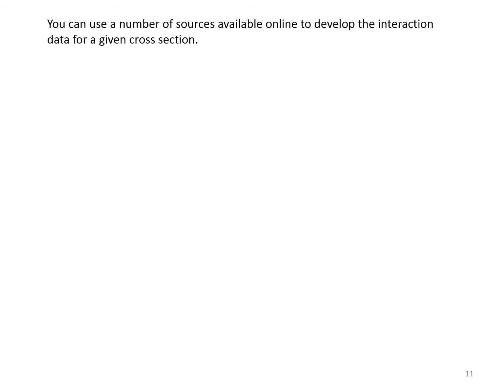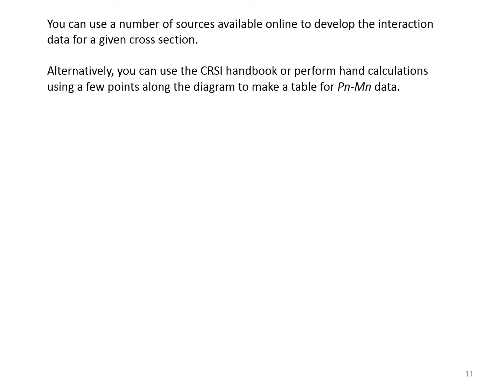You can use a number of sources available online to develop the interaction data for a given cross-section. Alternatively, you can use a CRSI handbook or perform hand calculations using a few points along the diagram to make a table for Pn, Mn data.